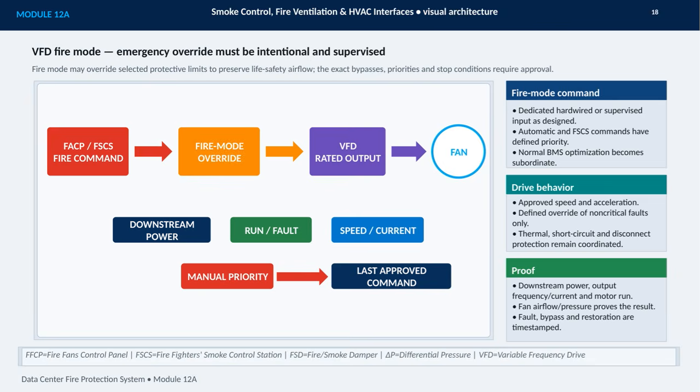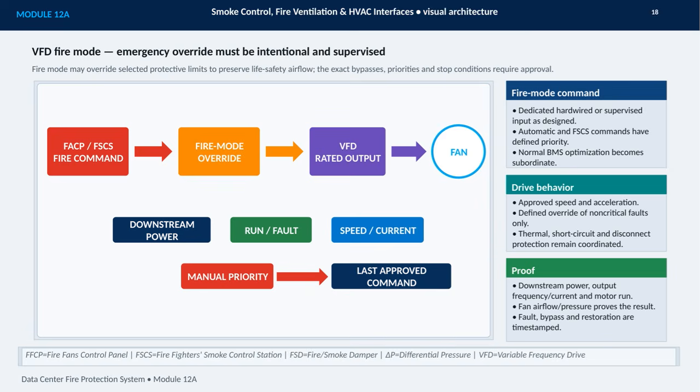Approved speed and acceleration, limited override of non-critical faults, and continued coordination of thermal, short circuit, and disconnect protection. The system then has to prove that the command produced the intended result. That means monitoring downstream power, output frequency or current, motor run status, and ultimately fan airflow or pressure. Faults, bypasses, and restoration should be time-stamped, with manual priority and the last approved command visible for review.